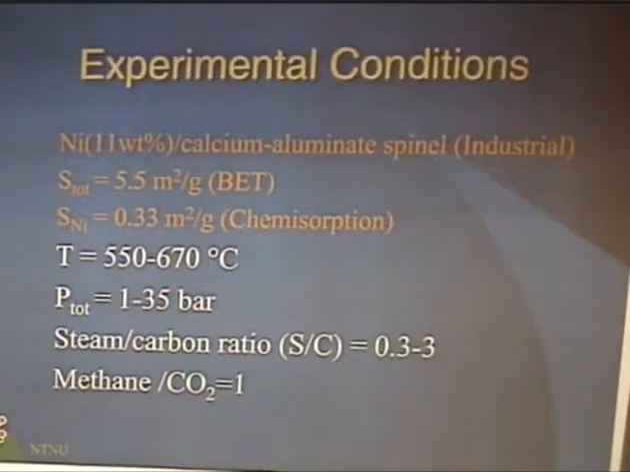The oscillating reactor is made of quartz. Although the producers say that it can be used up to 690, we have to limit our experiments to 670. However, it can be very easily used at high pressure. The experiments today were done at 20 or 35 bar. And you can see we are studying the reaction at large variations in steam to carbon ratio. And we have also done the dry reforming, or the carbon dioxide reforming.